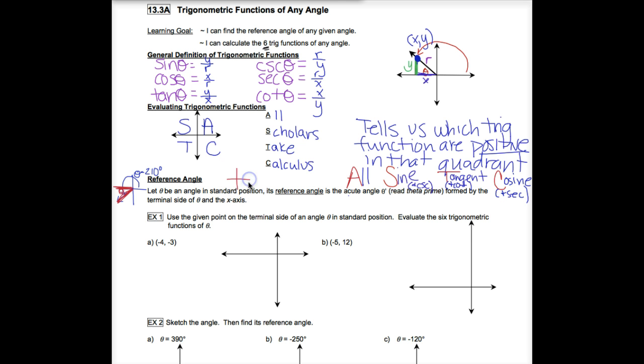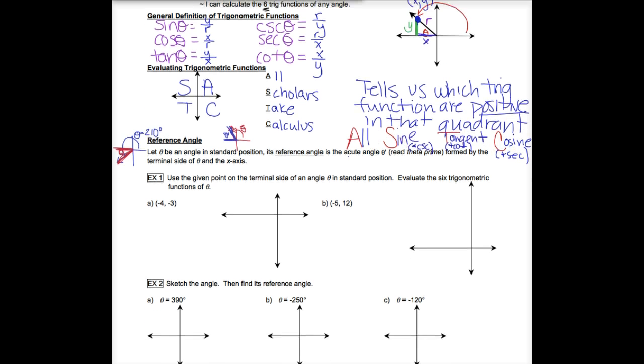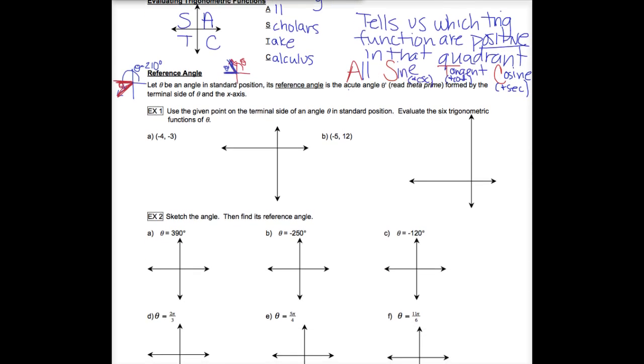If I had an angle that went right here, if this is my theta, the angle formed by this terminal side and the x-axis would be right here in blue. This would be my theta prime. So it's always the x-axis. Always, always, always. So when you have a reference angle, it's the terminal side and the x-axis that form it. All right, that's going to be important as we do our examples.